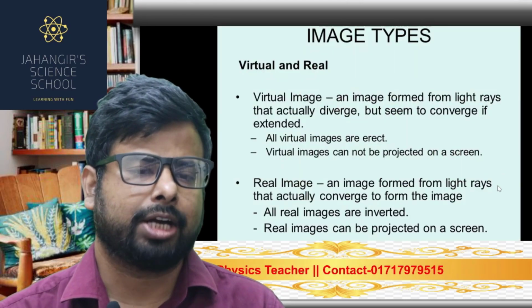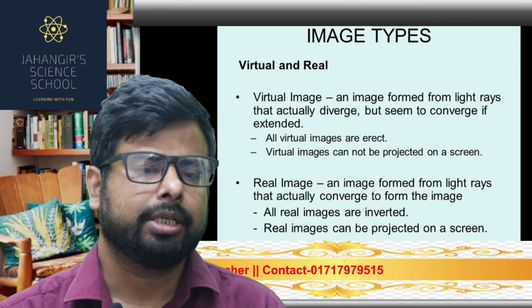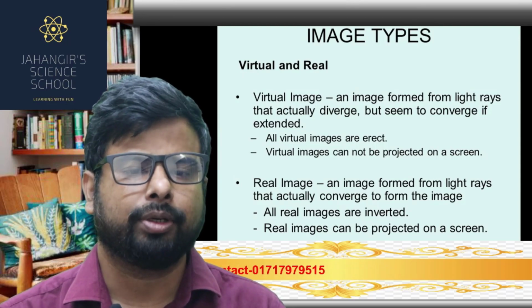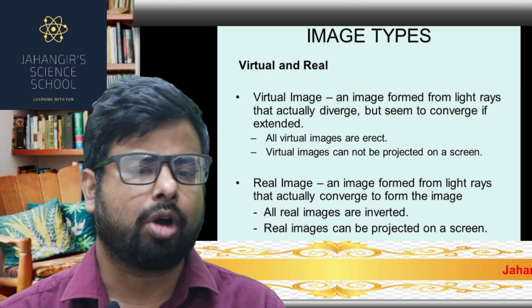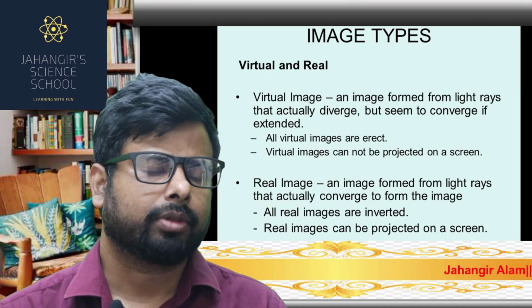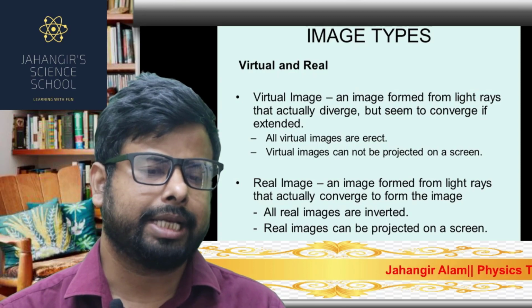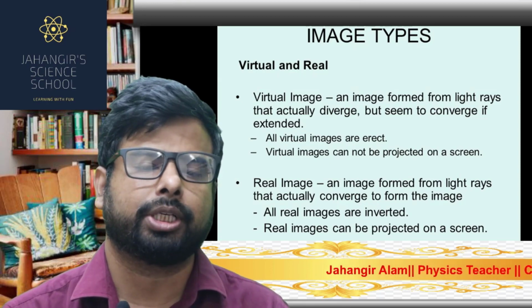Image type: virtual and real image. A virtual image is an image formed from light rays that actually diverge but seem to converge when extended. All virtual images are erect. A virtual image cannot be projected on a screen.